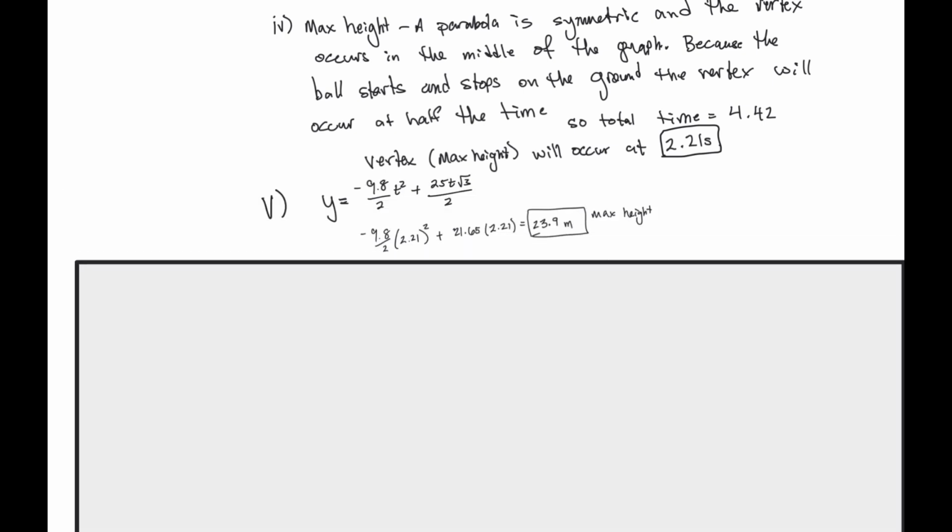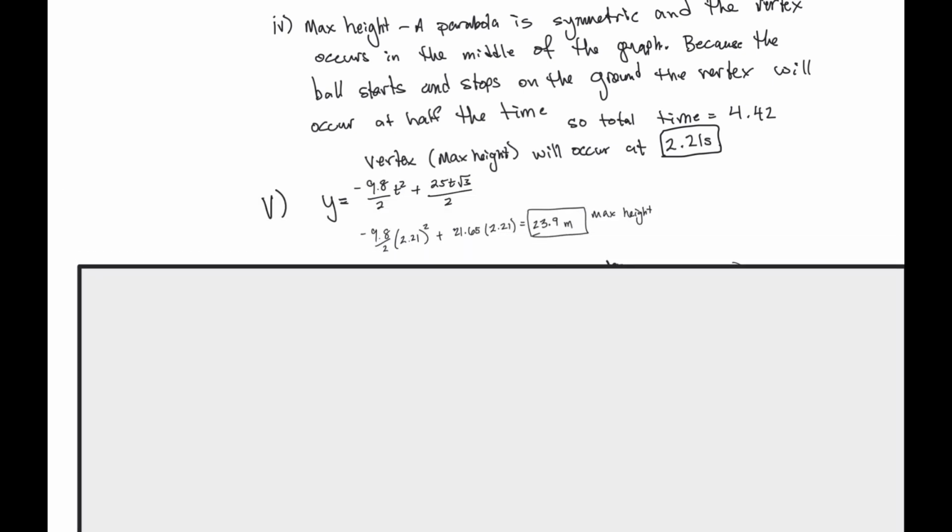Part 5. Okay, so this one requires part 4 to be able to do it. So we have part 4, we're on part 5. Determine the maximum height reached by the soccer ball, and that's pretty easy. If we know when the vertex happens, and that's what we found out in the last one, we know that the max height will occur at 2.21 seconds.